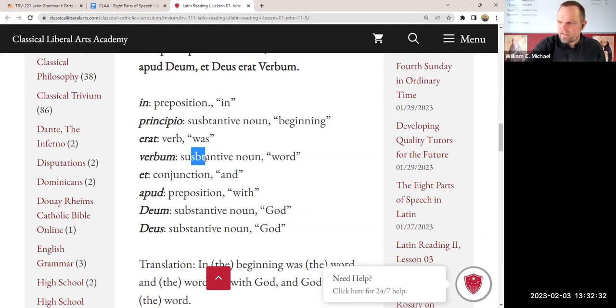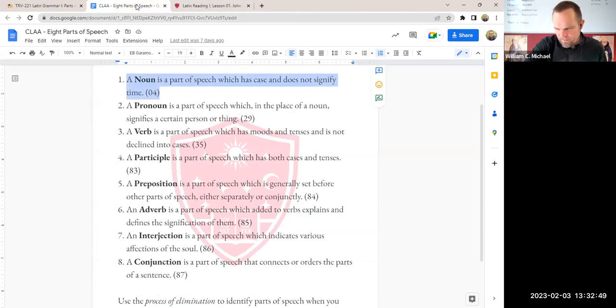So if you're scratching things down, don't copy this spelling or you'll look crazy like I do in some of these lessons, okay? Verbum is a substantive noun, and it means the word. So we've got that one. Next up, the word et.